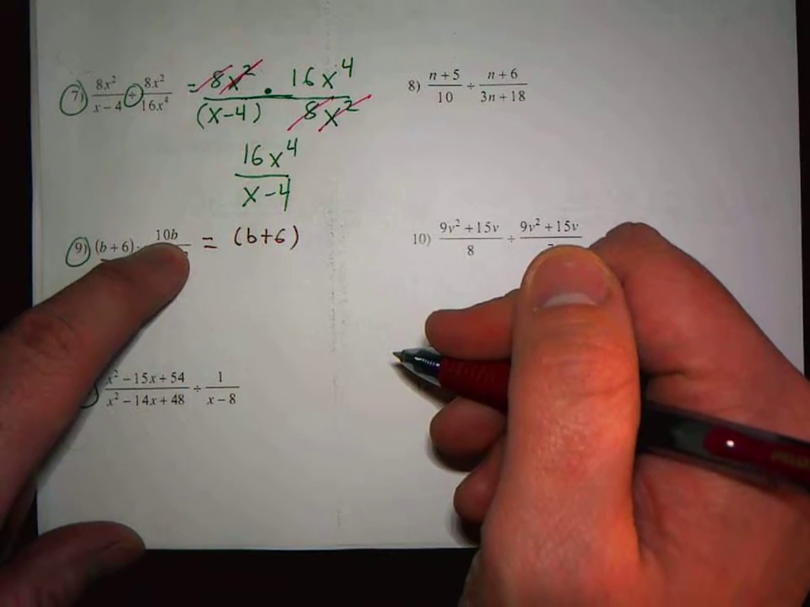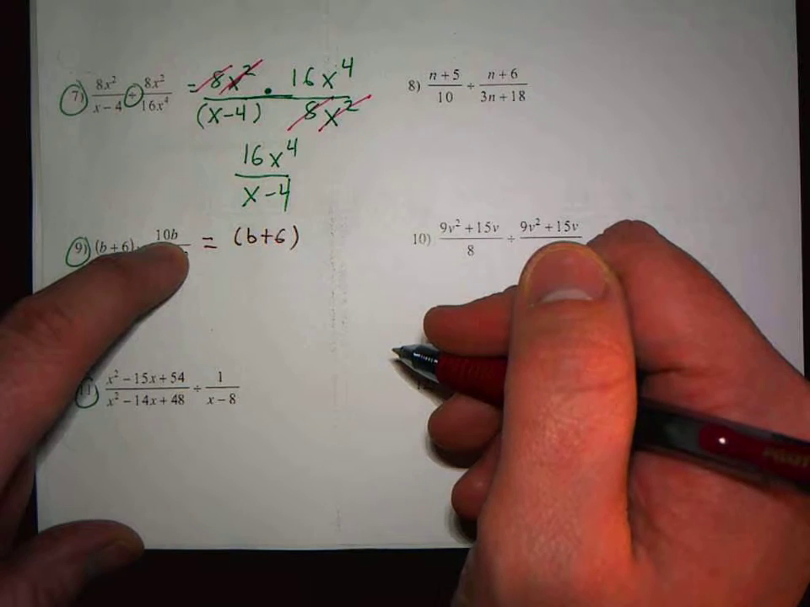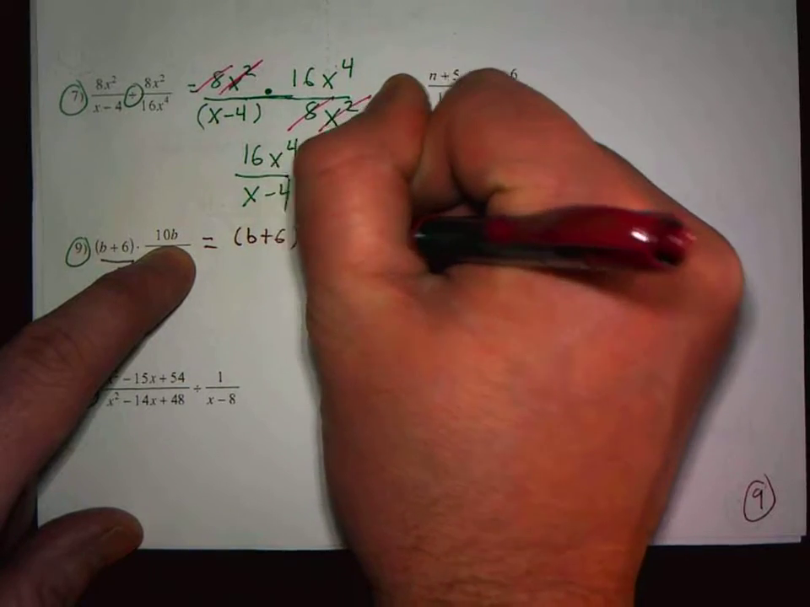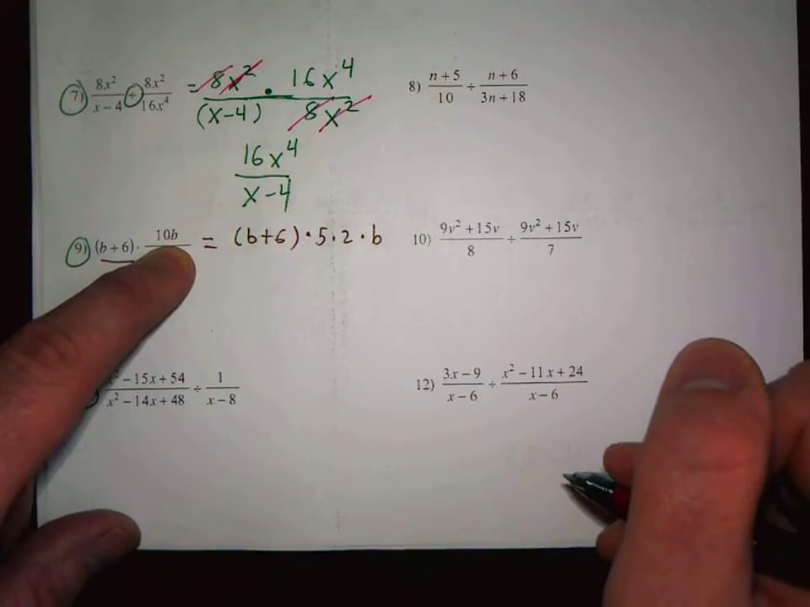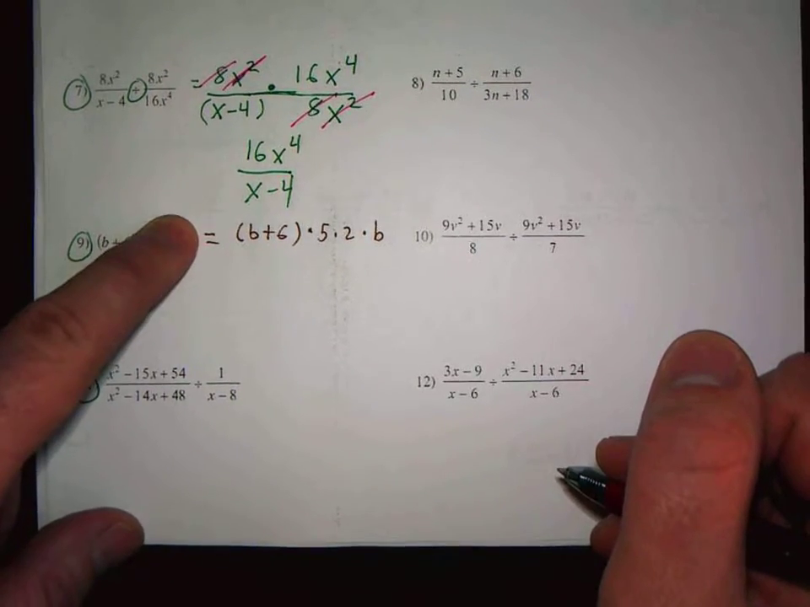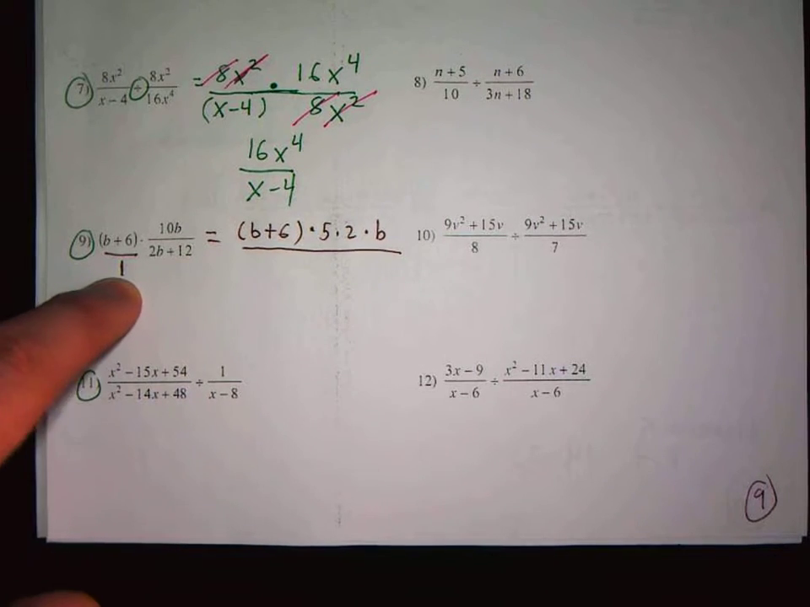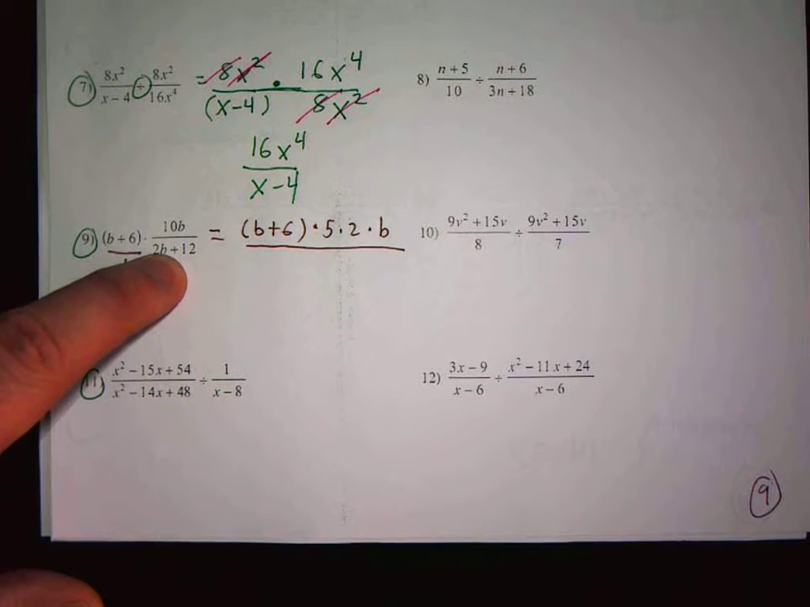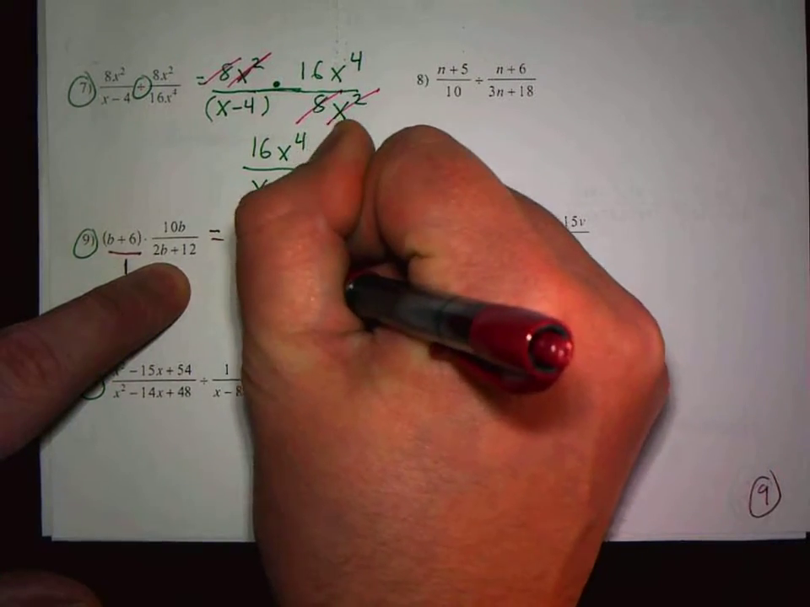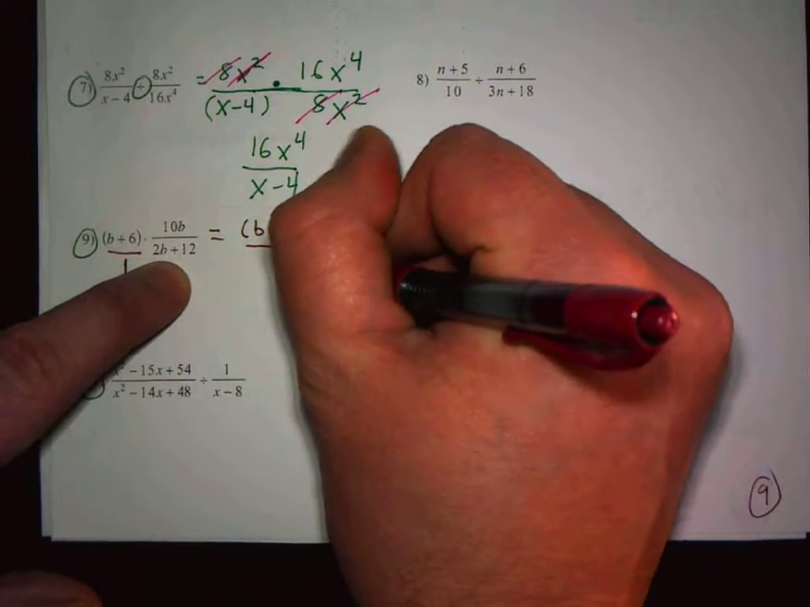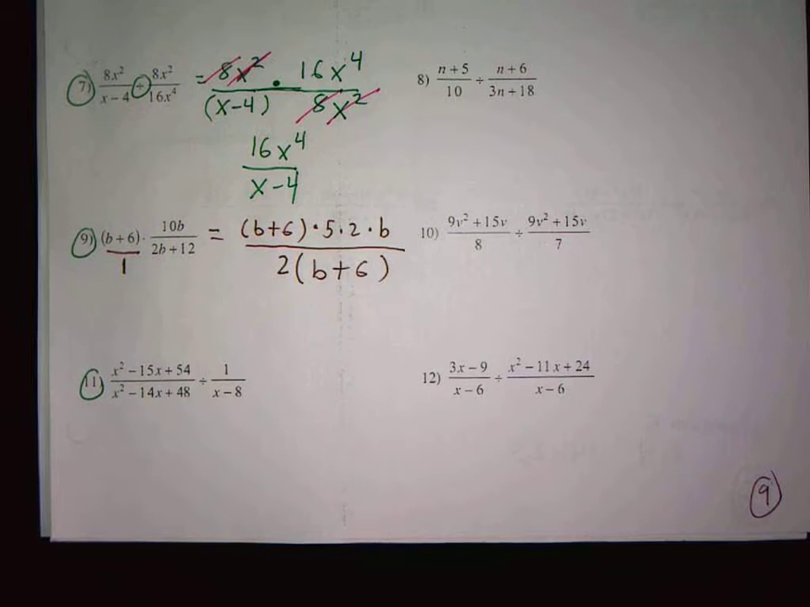And then 10b, you could break 10 into 5 and 2, right? I guess we could go ahead and do 5 times 2 times b, correct? Because we're multiplying across. And then 1, you don't even ever need 1 unless there's nothing else left. What about 2b plus 12? How does that factor? Is there a GCF? 2, which would leave b plus 6, correct? Now the 2 is separate.